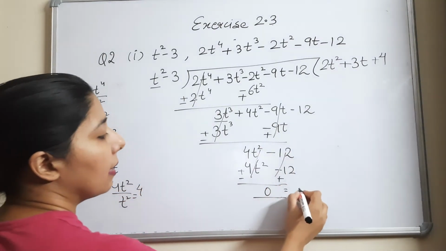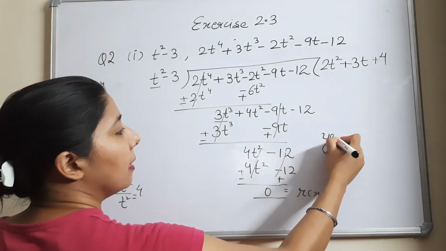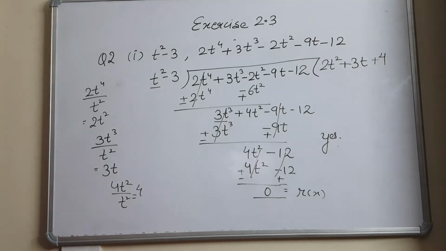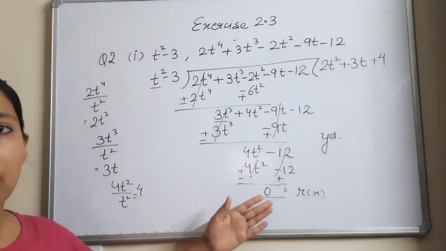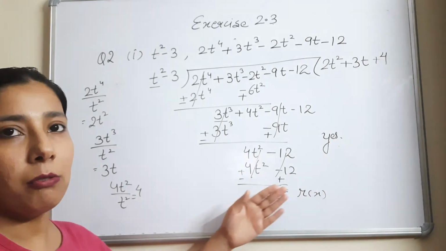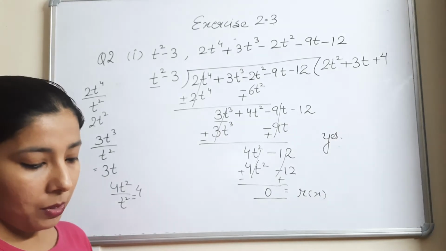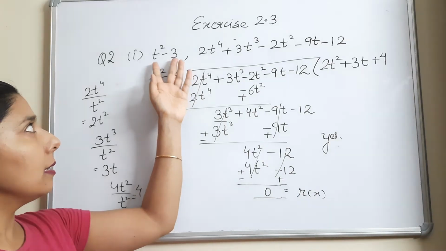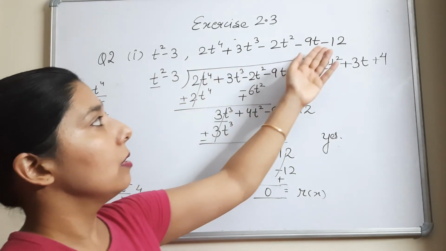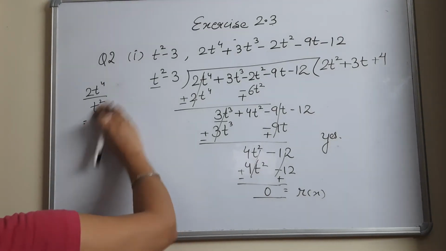So if the remainder here comes out to be 0, then yes, you can say this is a factor of this polynomial. So you can check the factor by checking the remainder. If the remainder comes out to be 0, then you can say yes. If it is not 0, then your answer will be no. So the answer for question number 1 is yes. Yes, the polynomial t square minus 3 is a factor of this polynomial. So let's check question number 2.